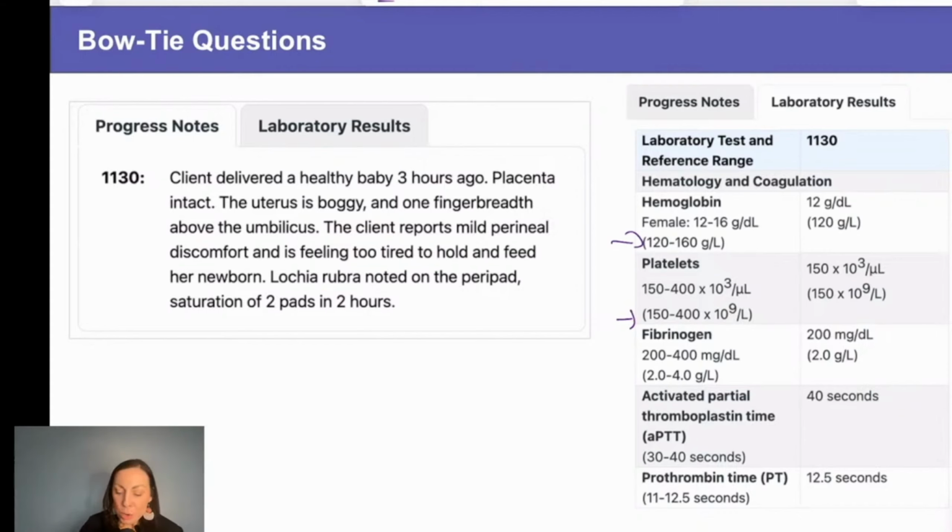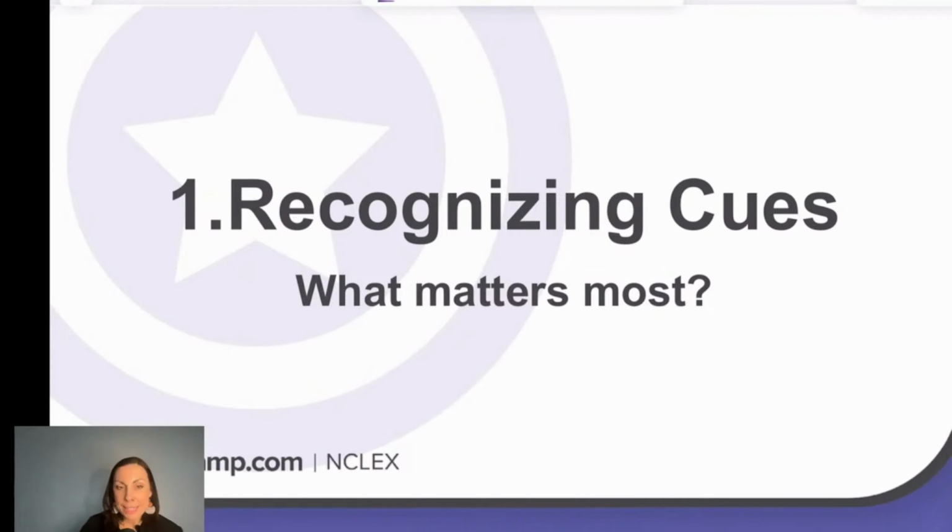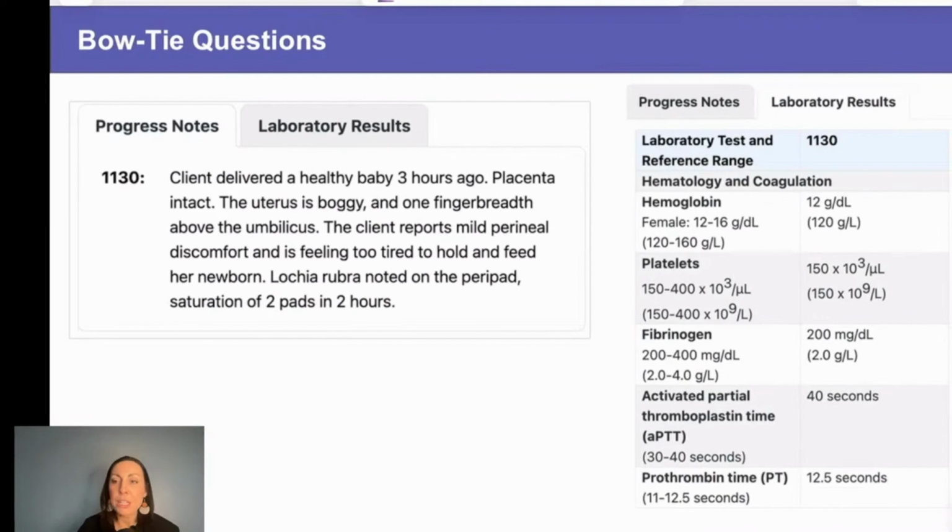Okay, so what do you all think? We're going to do this recognizing cues. What do you see that was concerning? What do you think is concerning when you first look at this, the progress note, or if you thought anything was concerning in the lab results? Any ideas? What do we think about the uterus being boggy? Are we concerned about that?